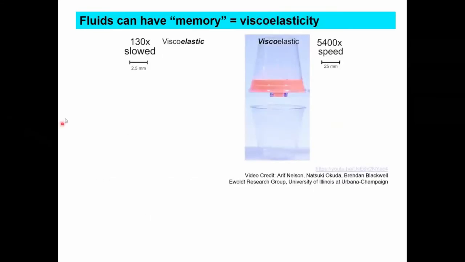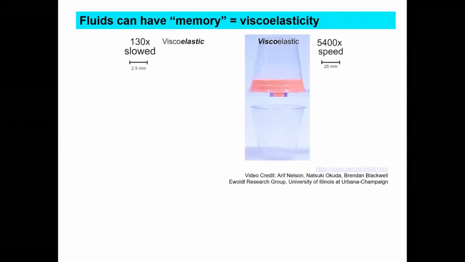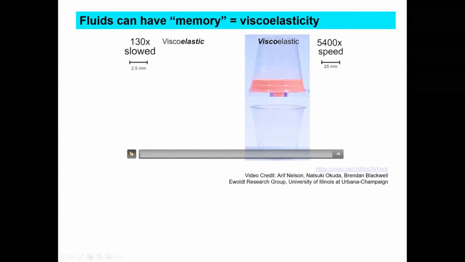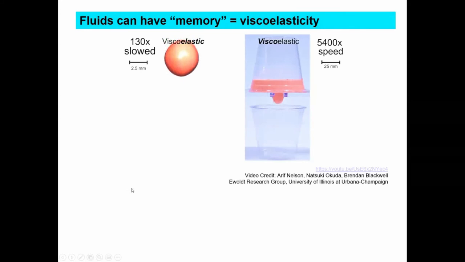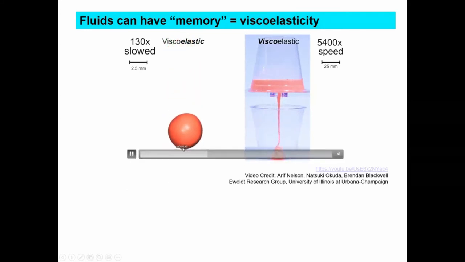Okay, so here's a video that essentially shows what I was showing before. This is the same type of material, very similar, I think it's a pink one rather than a green one. What I'm going to show you is the footage sped up by 5,000 times on one side, and on this side it's slowed down. So what you're going to see is that at very high speeds it bounces like a ball, but at very low speeds it pours just as a fluid would.